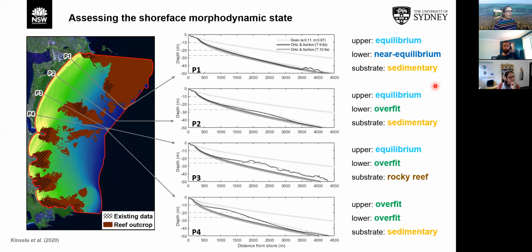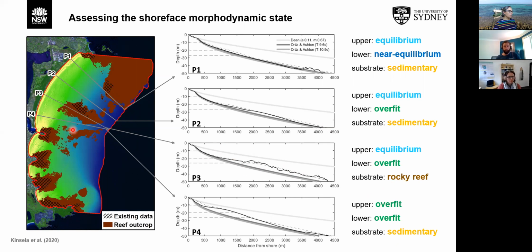And what we found was the upper shoreface is generally close to equilibrium, based on this model. But when we look to the lower shoreface, at this part of the beach it's near equilibrium. As we get further south, there's a sand body offshore and it's overfit, sedimentary. As we get further south, it's overfit again. So the profile is above the theoretical profile, but it's affected by rocky reefs here.